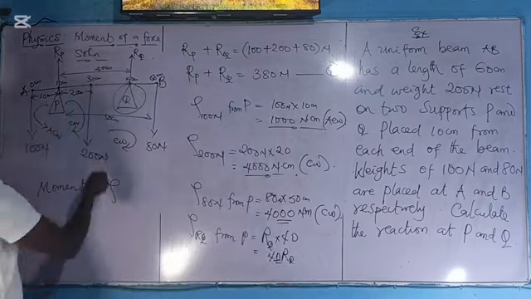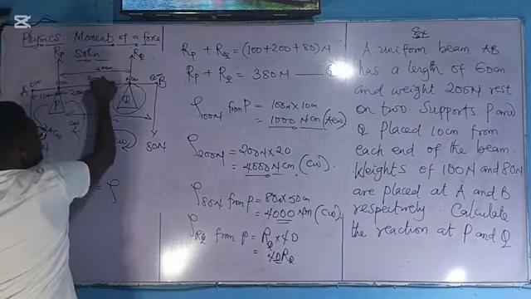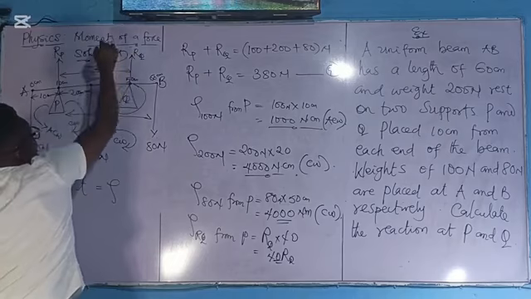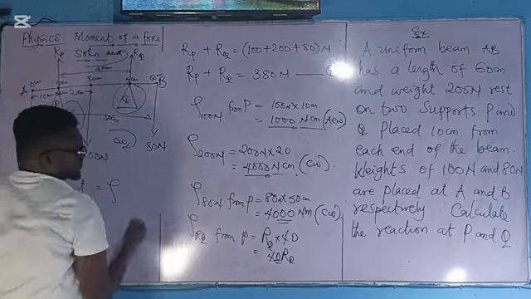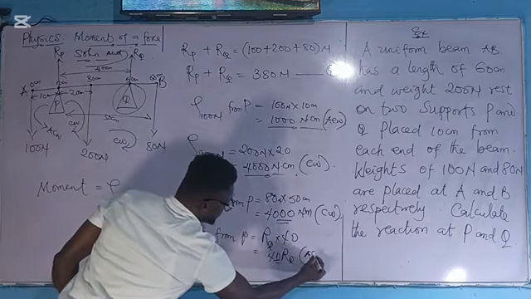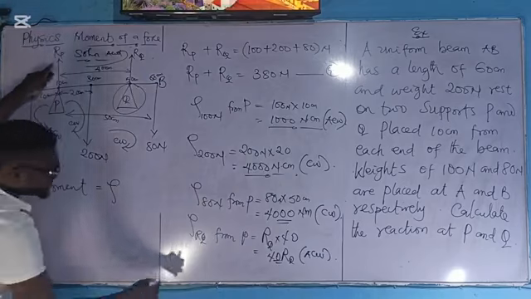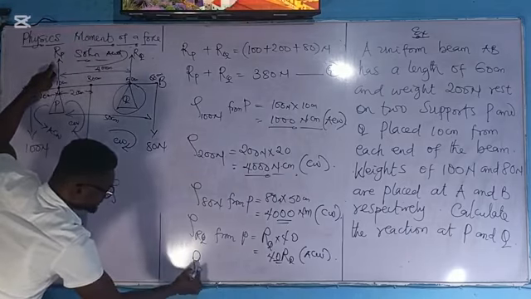Now let's check the direction. At this point, you see the direction. So that should be anti-clockwise. So we have the direction as what? Anti-clockwise. What about the moment of RP?